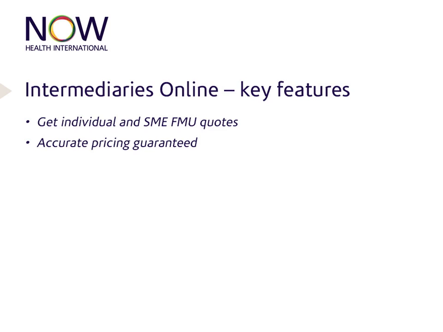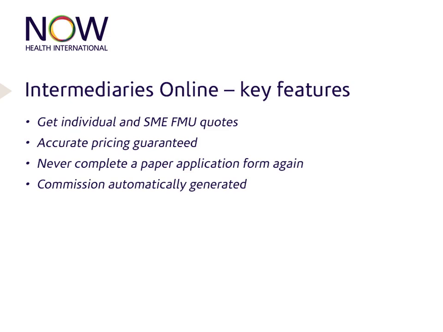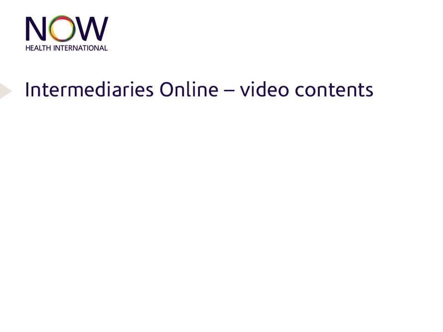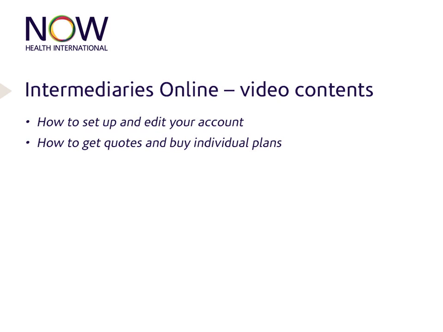All quotes are generated from Now Health's system, so accurate pricing is guaranteed. Even better, as soon as your quote is saved, you'll never have to fill out a paper application form again, and any plan you buy will automatically be allocated the correct commission. This video will take you through the speedy process of how to set up and edit your account, how to get quotes and buy plans for individuals and families, and how to get SME FMU quotes for companies.